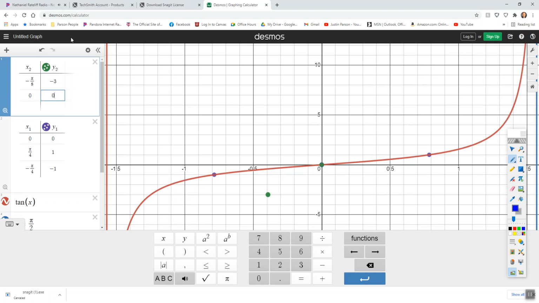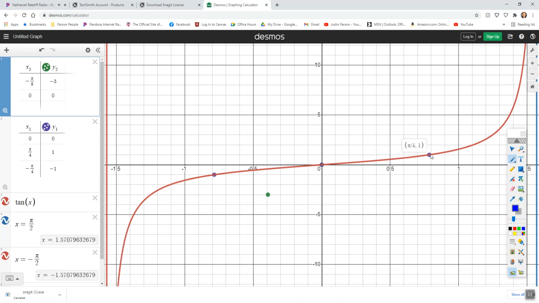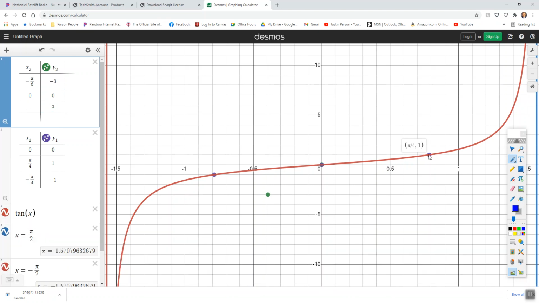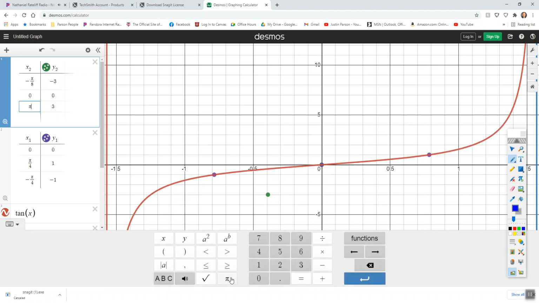Okay, talk to me about this point. This point right here being pi over 4 comma 1. 1 would get vertically stretched to what? 3. How about pi over 4 right here for the x value? That's going to get cut in half for a horizontal. So pi over 8.